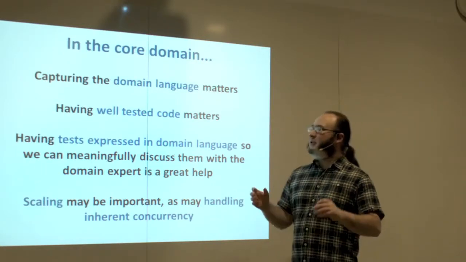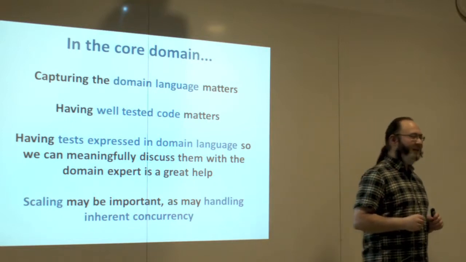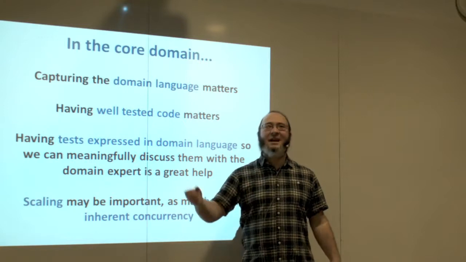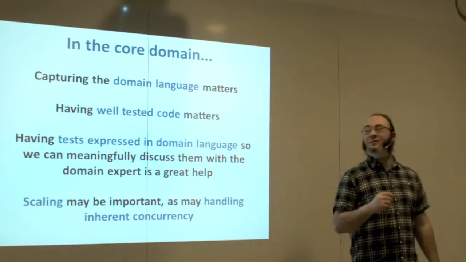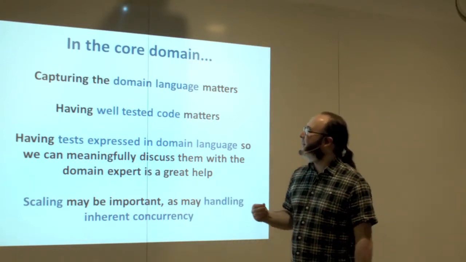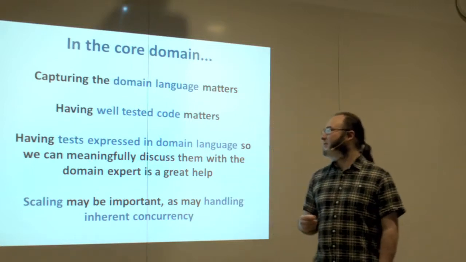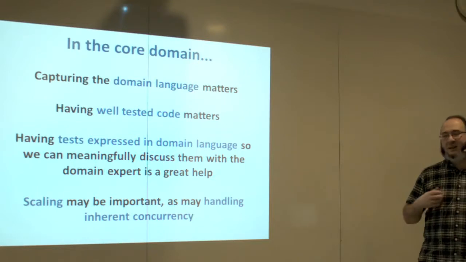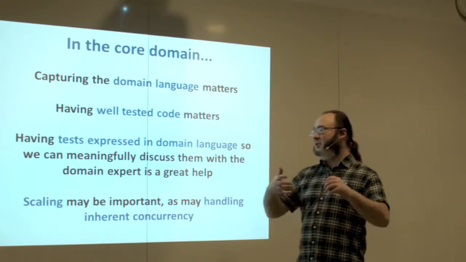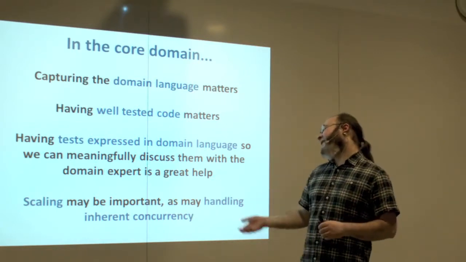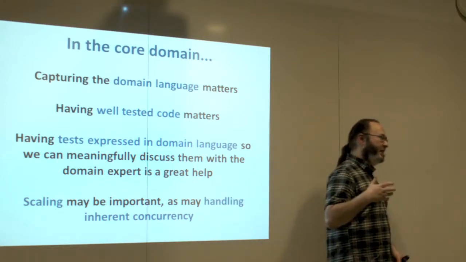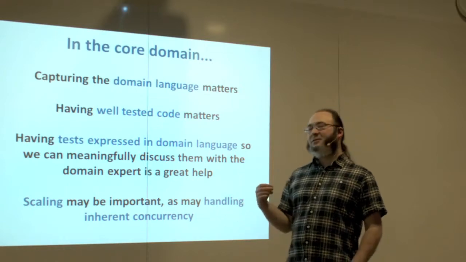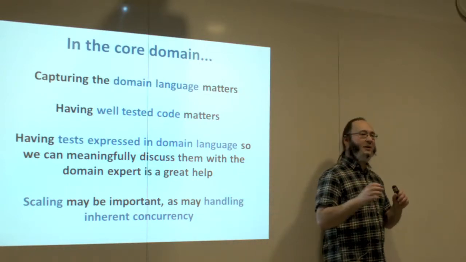Now, in what we call the core domain, it matters that we try and get the language of the problem space into the code. It matters that we have well-tested code. It matters that we try and express the tests using that domain language, so we might be able to use them as a communication tool. And we may need to scale if this is at the heart of things. It's maybe the growth area. And we may need to handle a lot of inherently concurrent things going on.